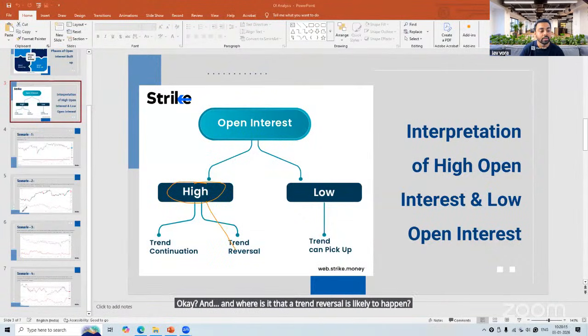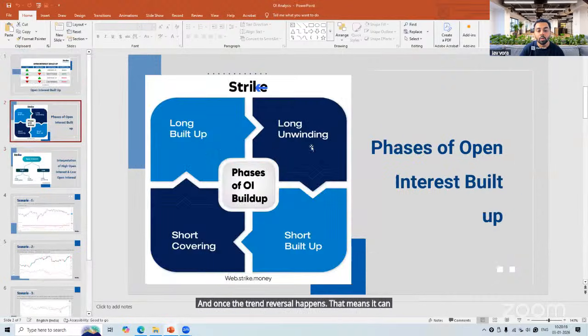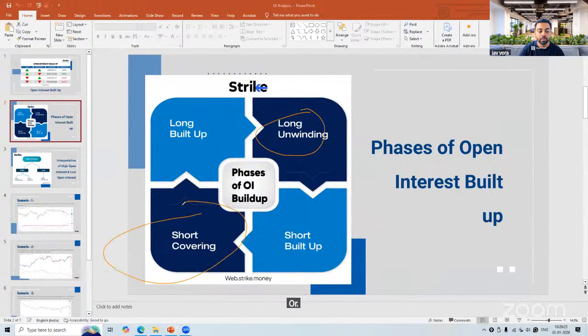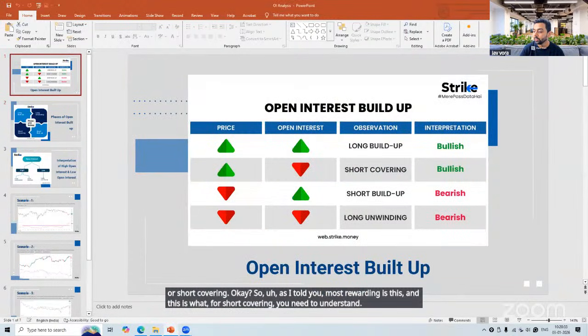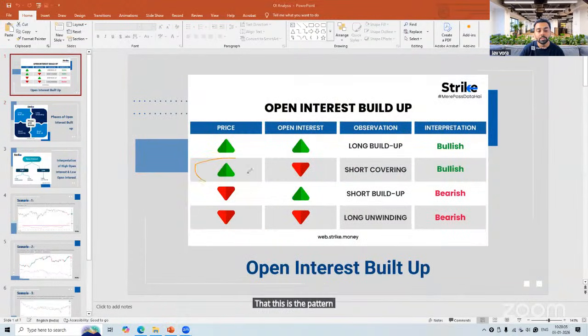And once the trend reversal happens, that means it can either be long unwinding or short covering. As I told you, the most rewarding is this. For short covering, you need to understand that this is the pattern, which means prices rise higher and open interest rises higher. So this is the pattern of short covering.